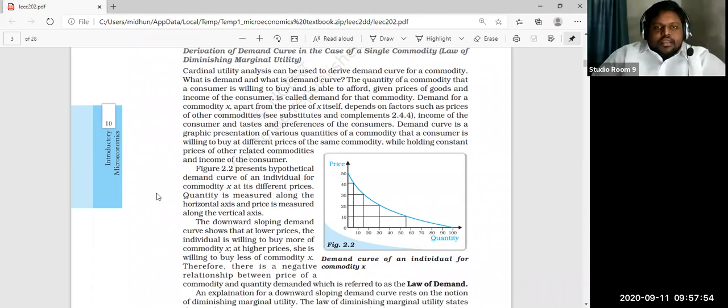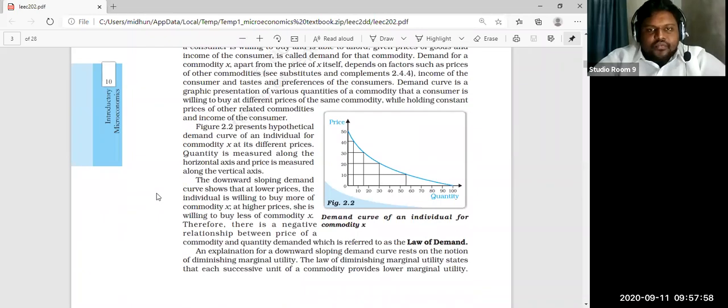Figure 2.2 presents the hypothetical demand curve of an individual for commodity X at its different prices. Quantity is measured along the horizontal axis, and the price of the commodity on the vertical axis. Can you see the screen here? Zero is the origin, then 10, 20, 30, 40, 50 are the prices. As the price of the commodity increases, the quantity purchased decreases. For a price of 10, the quantity purchased is nearly 58. You can see the point here. Clear?